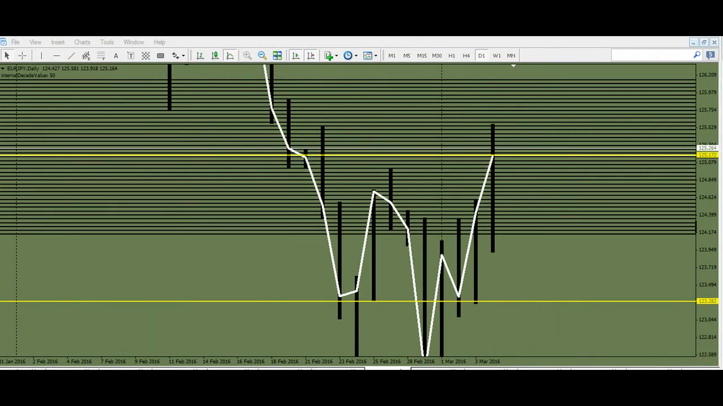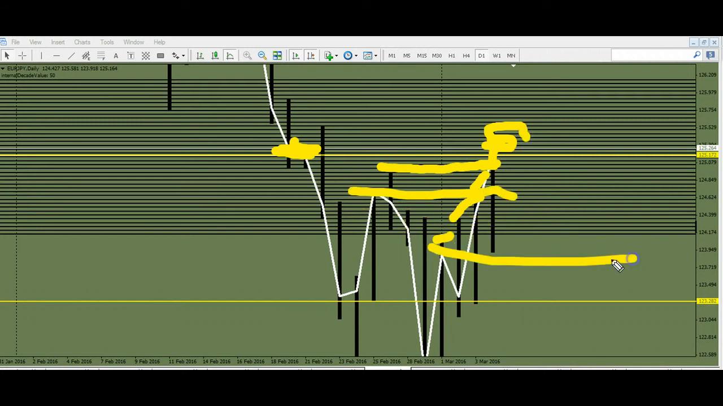But this is the thing. You're on the weekly. As soon as you drop down to the daily, once they started blowing through that and grabbed this, they probably already trapped the bulls now. I'm going to pull back to here. Buy limits here, buy limits here.